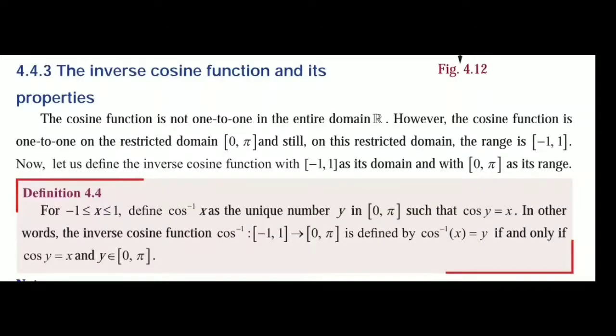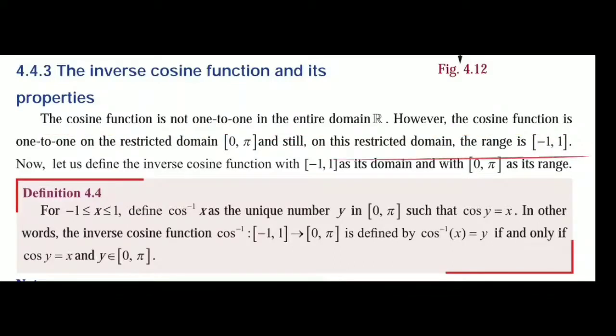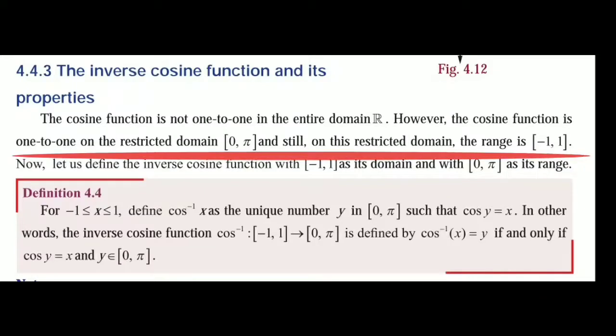The inverse cosine function and its properties. We know that the cosine function is not one-to-one in the entire domain R. However, the cosine function is one-to-one on the restricted domain, the closed interval [0, π], and still on this restricted domain the range is the closed interval [-1, +1].